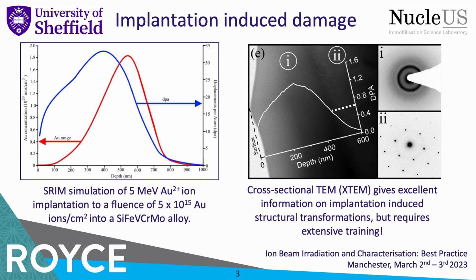So this is a typical SRIM simulation, which you should all know very well about how to create, thanks to Rob's talk yesterday. And it shows us that a typical heavy ion irradiation, this is 5 MeV gold, into one of our alloys that I'll introduce you to in a few slides' time, actually induces damage up to about a micron, so relatively surface sensitive. Typically the maximum amount of damage is about 500 nanometers below the surface.